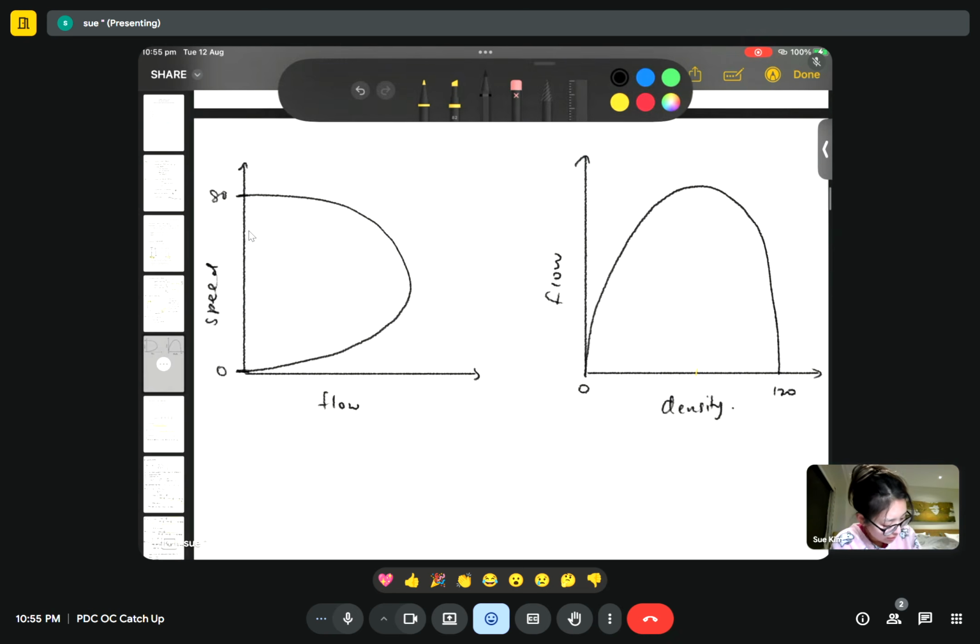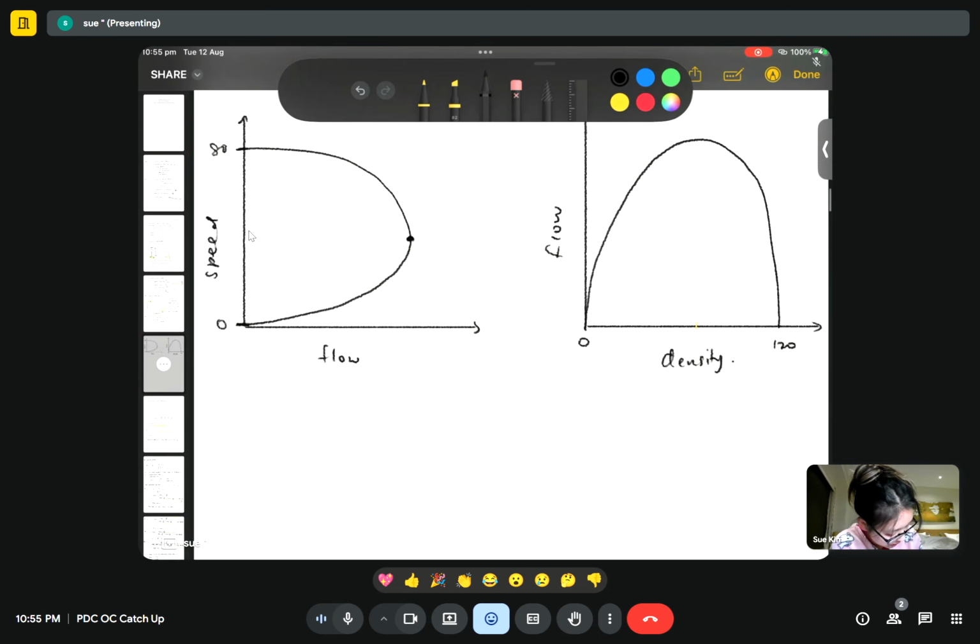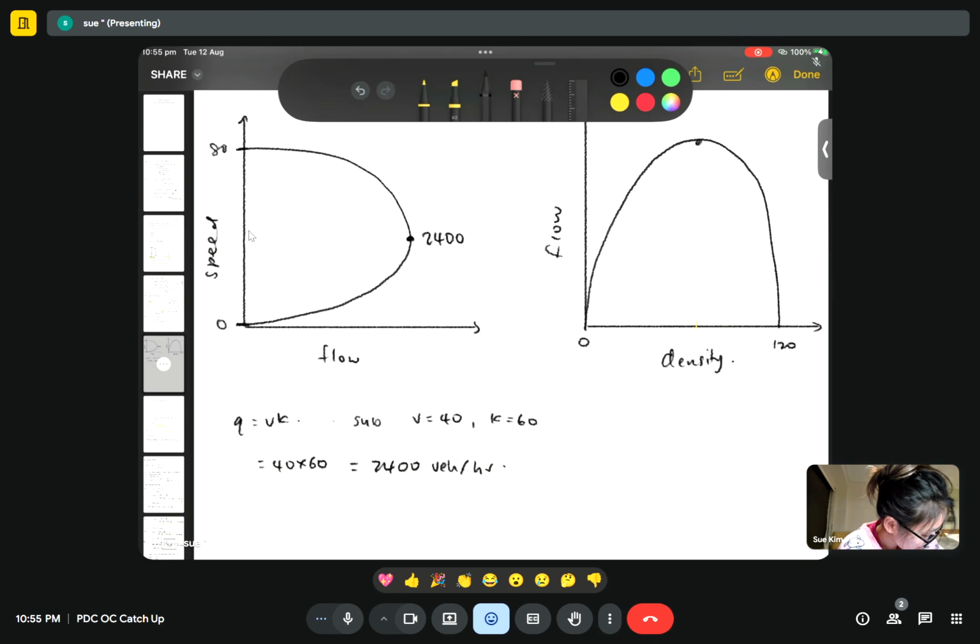And then now I want to find my peak flow. So how can I find that? I'm going to find that using Q equals VK, which I'm sure you're familiar with now, hopefully. So in order to find flow, I'm going to sub in the mean values that I had from my table before. So V equals 40, K equals 60. Like that. So that means this point should be 2,400. Yep, and that should be the peak flow value.